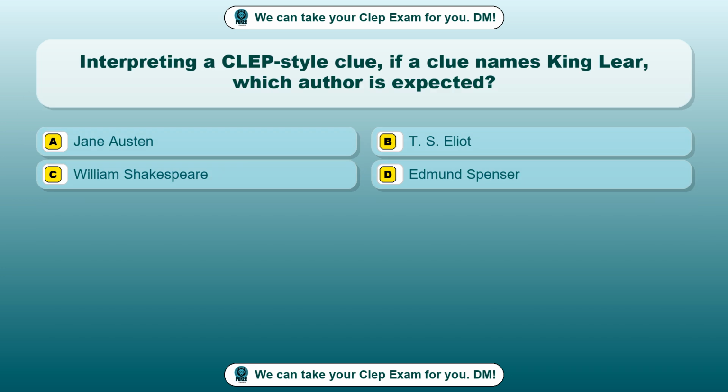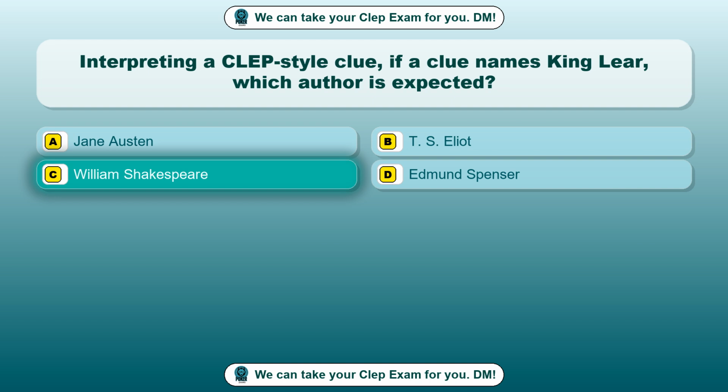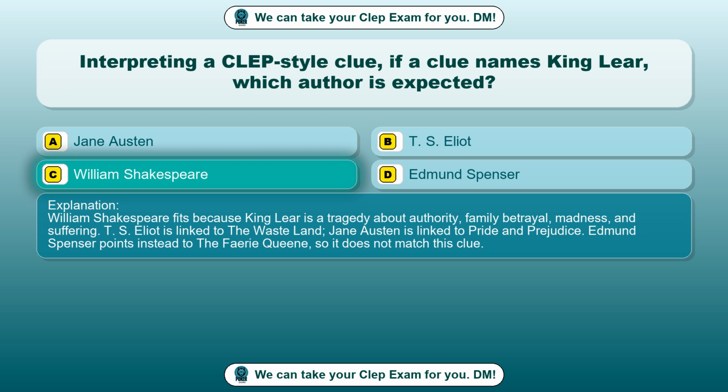Question 73. Interpreting a CLEP-style clue, if a clue names King Lear, which author is expected? Option A, Jane Austen. Option B, T.S. Eliot. Option C, William Shakespeare. Option D, Edmund Spenser. The correct answer is option C, William Shakespeare. William Shakespeare fits because King Lear is a tragedy about authority, family betrayal, madness, and suffering. T.S. Eliot is linked to The Waste Land.